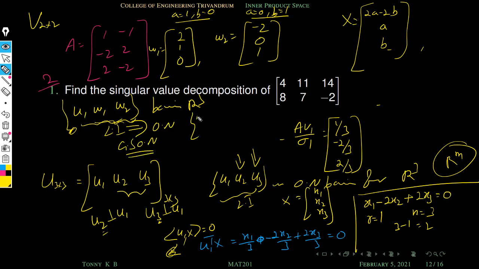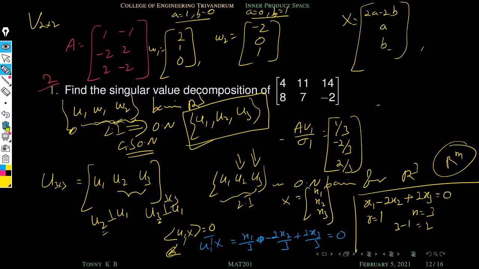But u1 remains the same because u1 is already a unit vector, so there is no change for u1. But w1 becomes u2 and w2 becomes u3 using the Gram-Schmidt orthonormalization process. This is an example of a general problem.